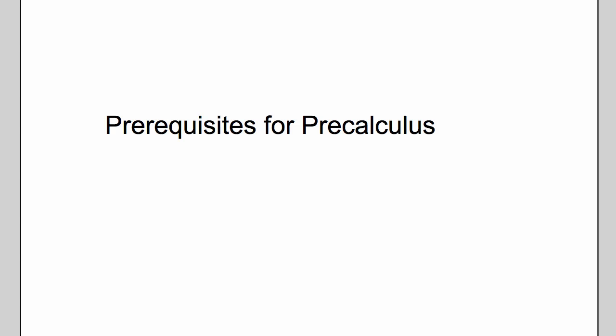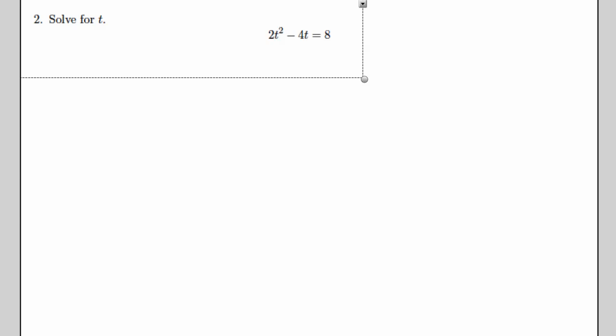This video contains a review of some of the prerequisite knowledge for the pre-calculus course. The example that we're going to talk about right now is the method for solving quadratic equations. So here's a quadratic equation, 2t squared minus 4t equals 8. It's quadratic in the sense that it has degree 2 on the t.